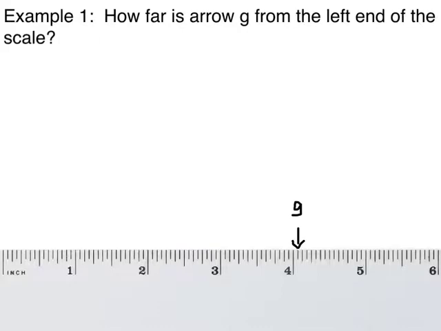Alright, so example 1 says, how far is arrow G from the left end of the scale? Well, we need to count. Here we've got 1 whole inch, 2, 3, 4 whole inches, and then 1 more mark. So we can say that it is 4 and 1/16 inches.